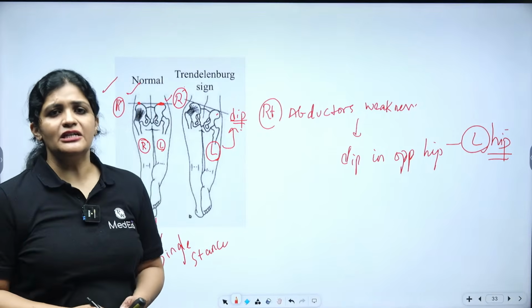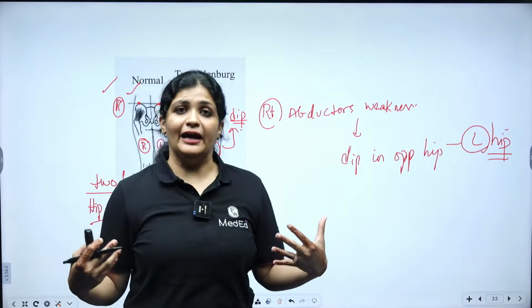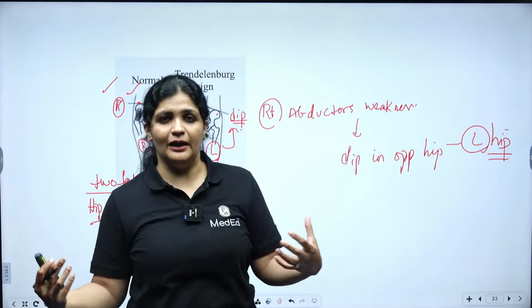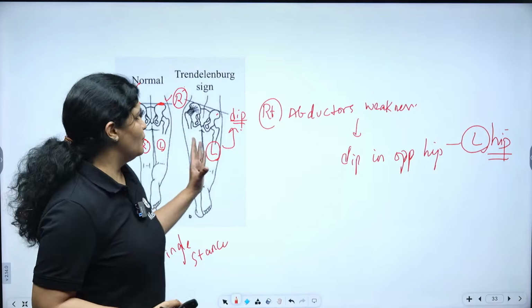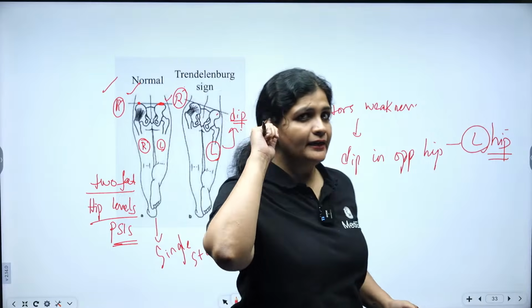Yes, you see the lurch on the same side. The lurch is nothing but the trunk trying to compensate for the dip. Because the trunk is trying to compensate the dip, we tend to lean to this side. So that is called the lurch to the same side, and pelvic dip is seen on the opposite side. Okay, is that clear?